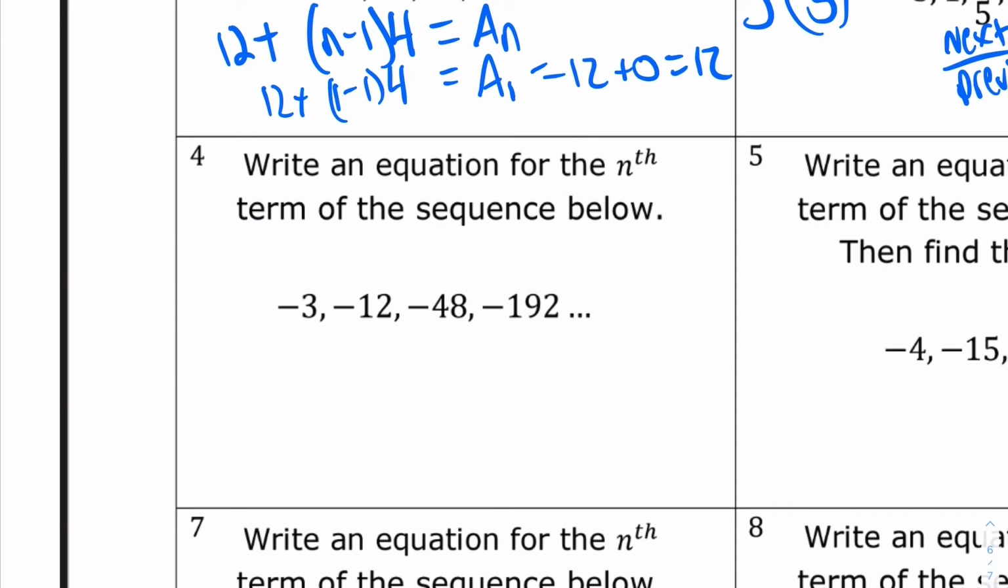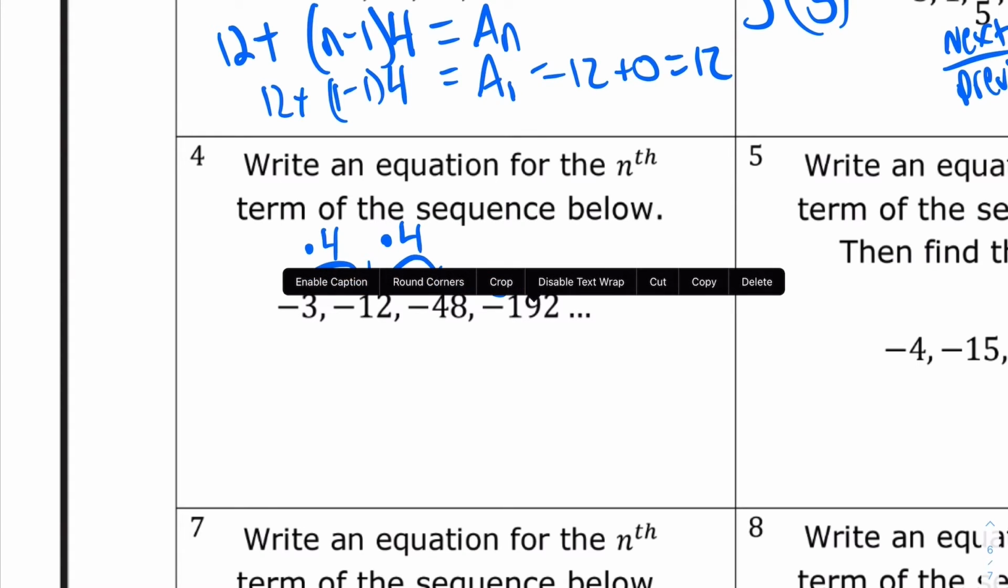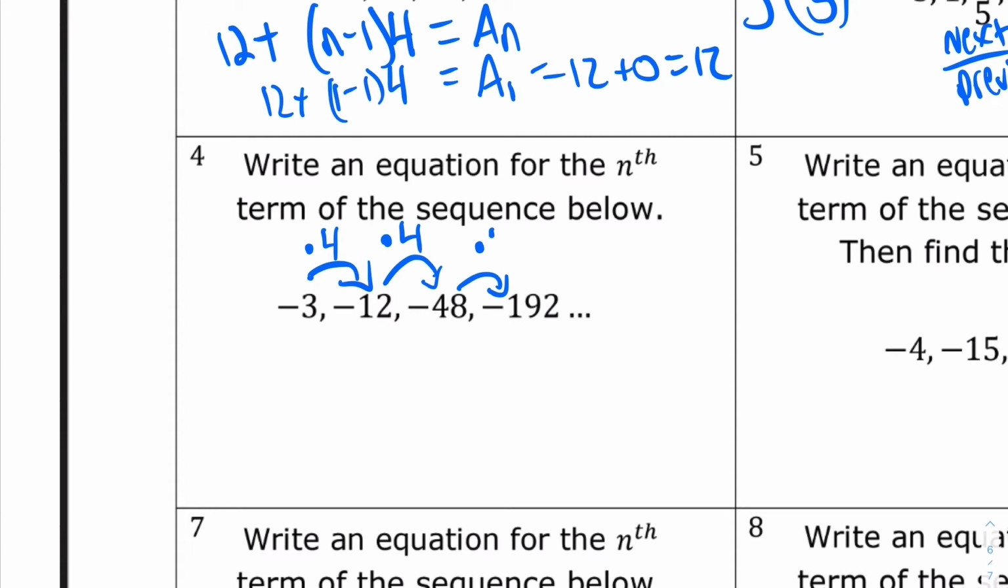Let's check out this one, number 4. From negative 3 to negative 12, that's a minus 9. From negative 12 to negative 48, I don't want to do that. It's like a negative 36. No, thank you. Let's try it a different way. Negative 3 to negative 12, that's a times 4. Negative 12 to negative 48 is a times 4. Negative 48 to negative 192 is also a times 4.